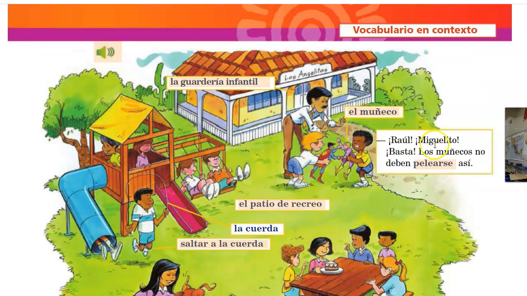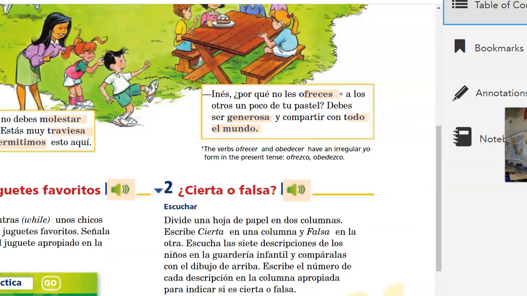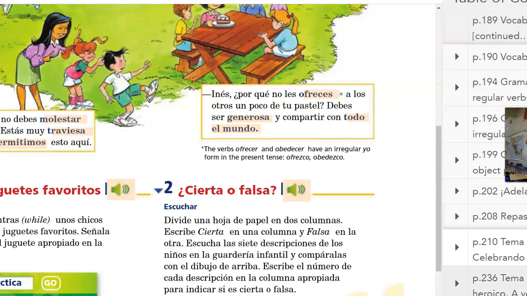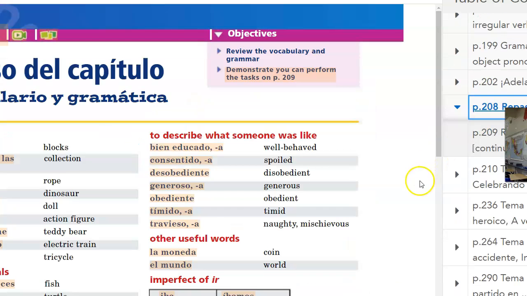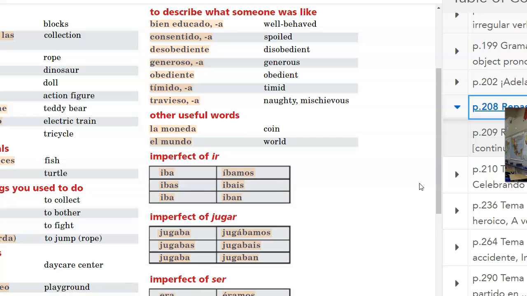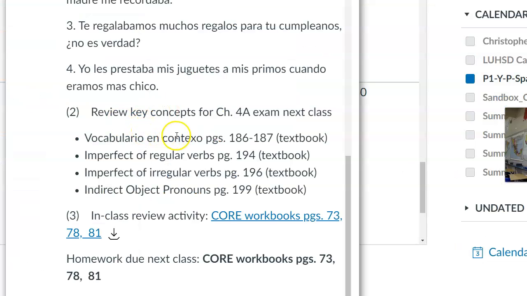And then on page 187, you have activities, places that we used to like to go to. Be familiar with this key vocabulary. And you also have the glossary on page 208 that you can use kind of as your one-page review. Actually, you're going to be using this glossary to do some of the review for your homework. So that's the first key concept, is the key vocab.